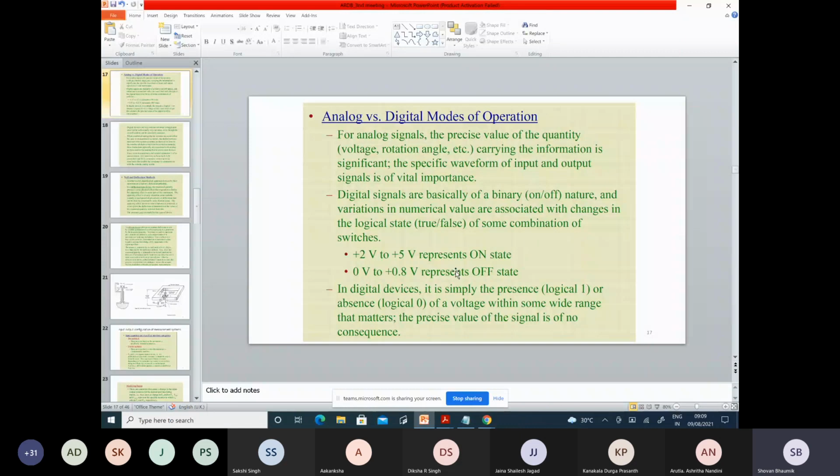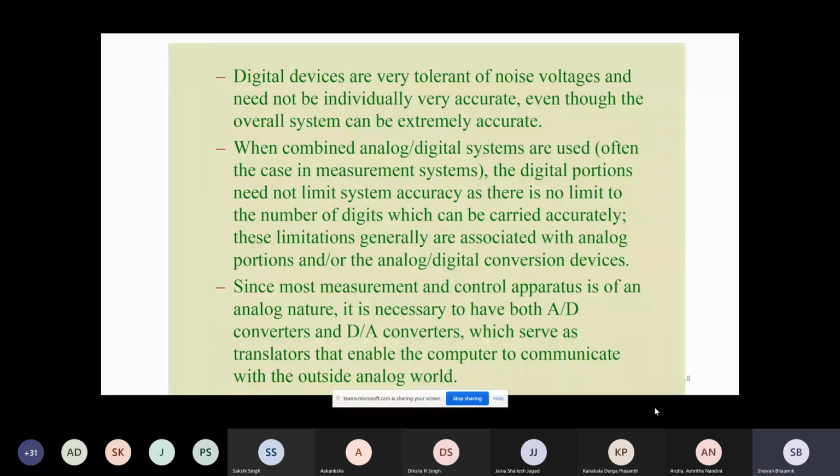So in a digital device, logic one means presence, and logic zero means absence, and it is a wide range of operation, and the precise value of the signal is not important. It is important which logic state the signal is in. That is the most important. Precise value is not at all important. Now you will see which one is better, either the digital mode or the analog mode. So you see that in analog mode you will get any voltage from 0 to 5 volt. So you may feel that it is better. Obviously, its resolution is much higher.